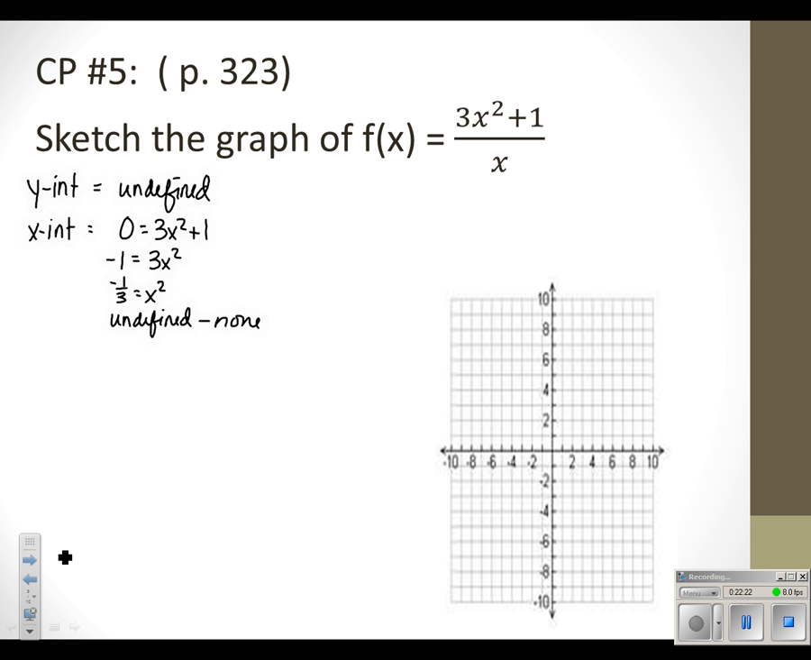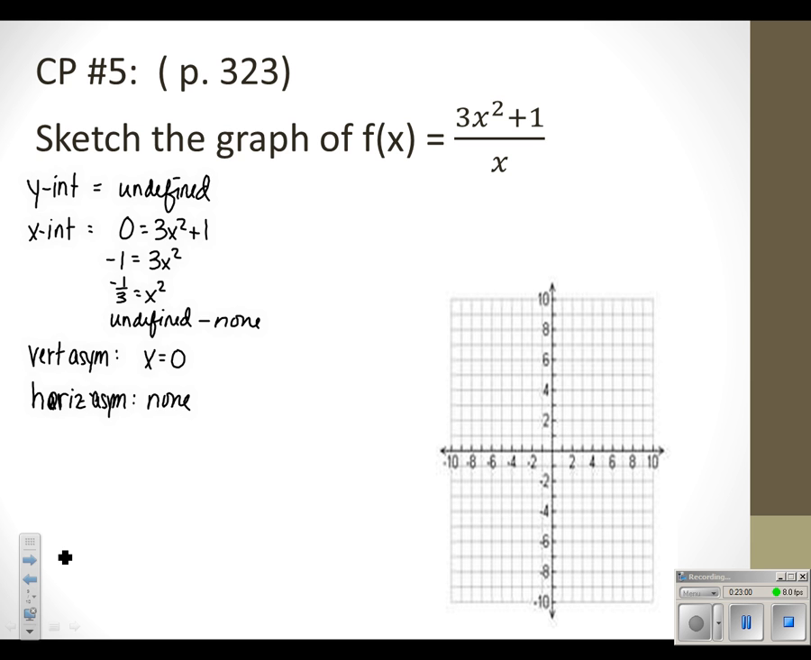So let's go on and try to find a vertical asymptote. There is one number that will make our denominator undefined, and that is 0. So x equals 0 is our vertical asymptote. The horizontal asymptote, if we run the check on this one, notice that the degree of your top function is bigger than the degree of your bottom. Okay, so there is no horizontal asymptote.